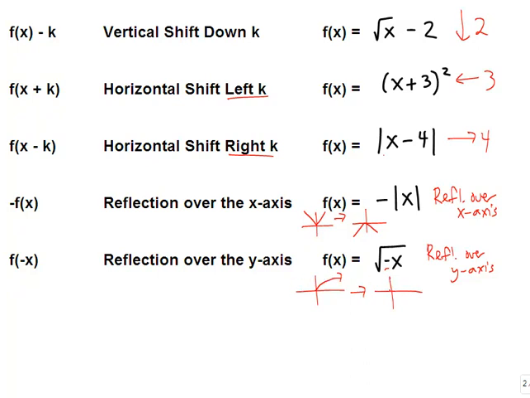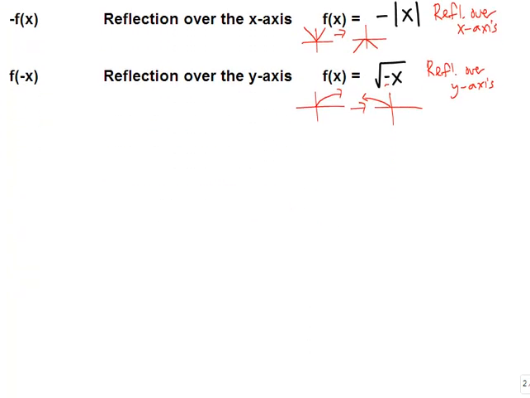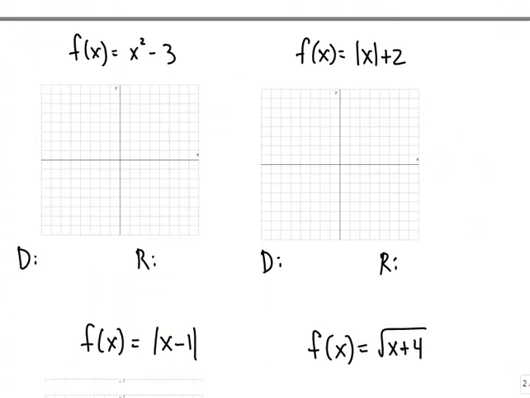So now this square root is going to be pointing to the left instead. So that's the difference between your two reflections, up and down versus side to side. Okay, so now we're going to put all of those into practice.